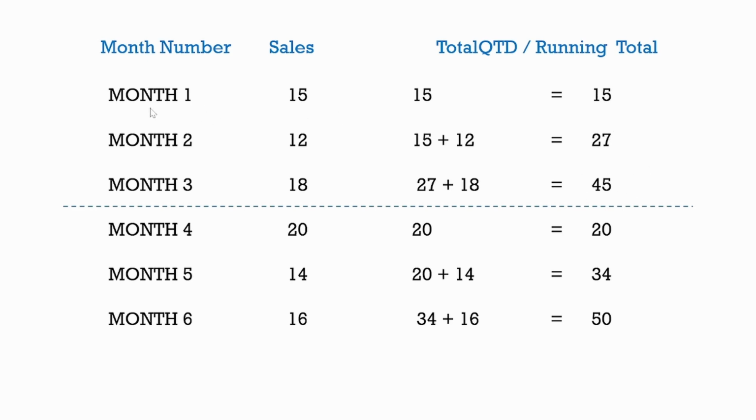So for instance, if month 1 we have sales of 15, month 2 sales of 12, month 3 sales of 18, the running total for the third month is 15 plus 12 plus 18, which is 45. For the fourth month, however, it will reset itself to the value of sales that is in the fourth month. And it will do something similar for the running total in this quarter for the months between 4 and 6. It's pretty straightforward. Let's move back to Power BI for the demonstration.